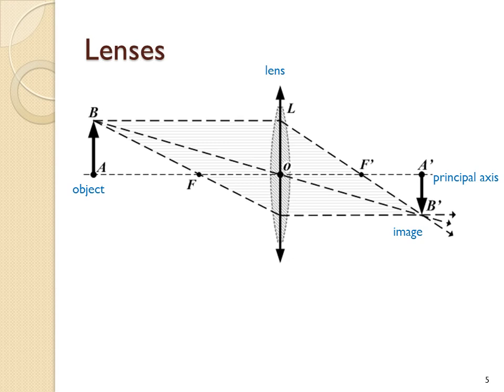And you find its formation by applying 2 of these rules. So a ray parallel to the principal axis bends through the focal point, and a ray through the center of the lens doesn't bend. And these 2 rays from B meet here, and that's the position where you would draw B dashed, the arrowhead of the image. A dashed is formed on the principal axis because the object A was on the principal axis. So that's where you determine the position of the image.